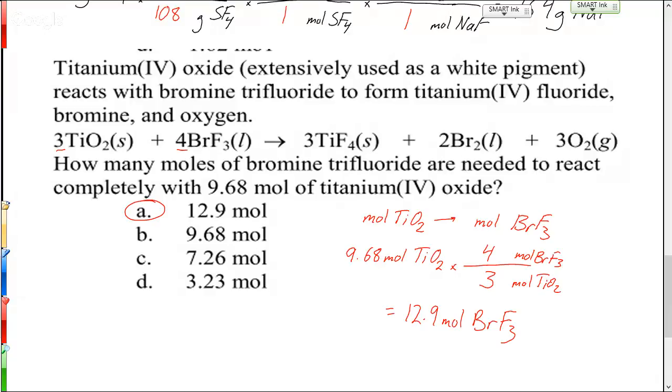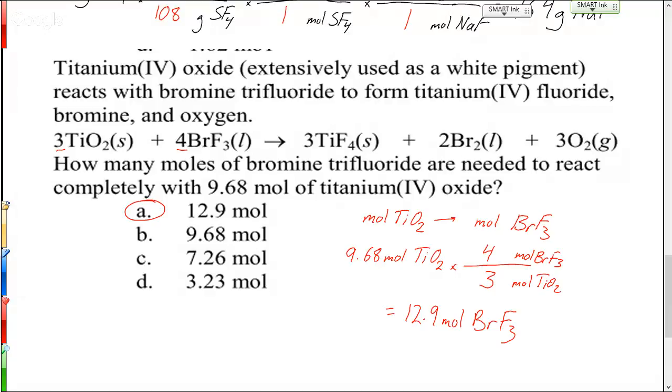So how might we do that without even doing the calculation? Did anybody see a shortcut on that one? The only number that is higher than 9.68 on there is A, and you know you need more moles of BrF3 than TiO2. Yeah. Right.